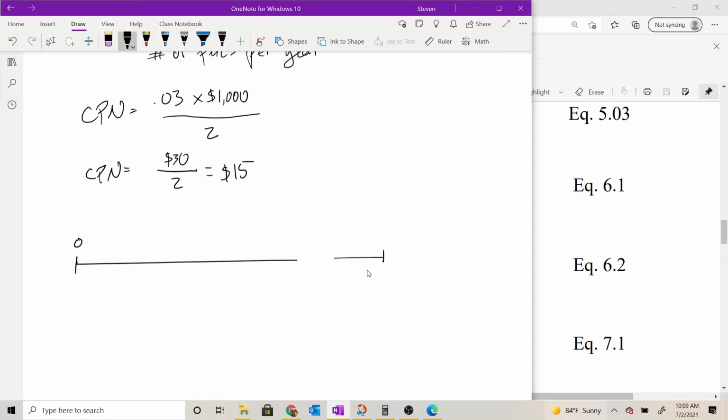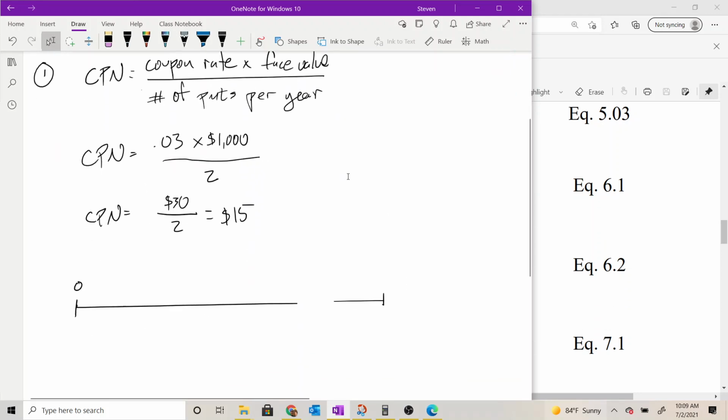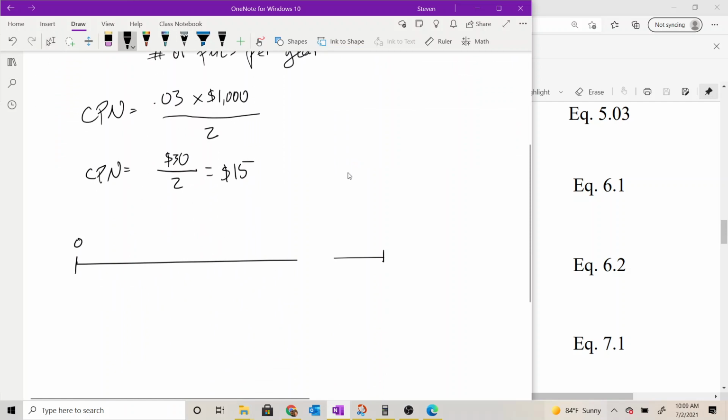All right, we know the price, so we can go ahead and put that in. It's the $1,090.23. I'm going to look at this from the investor's perspective, so I'm going to call that a cash outflow of $1,090.23. So if the investor were to buy this bond for $1,090.23 today, he or she would then receive a cash inflow of $15 6 months from today, another cash inflow of $15 6 months after that.